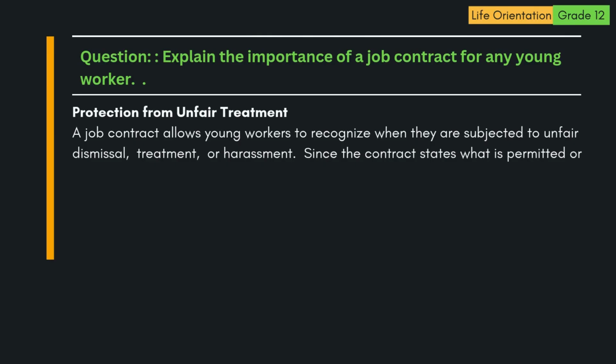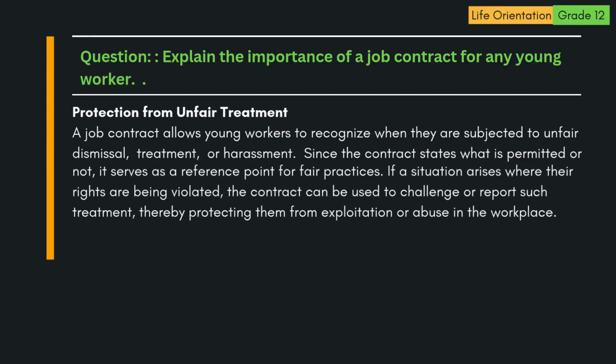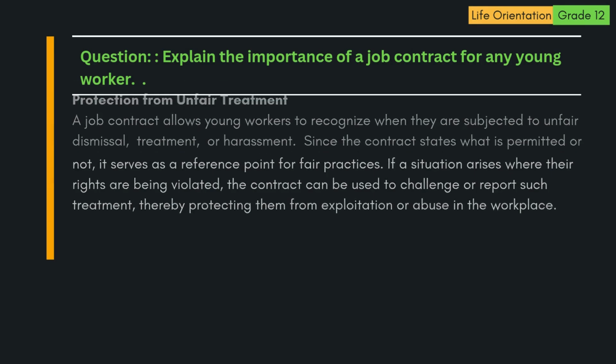A job contract allows young workers to recognize when they are subjected to unfair dismissal, treatment, or harassment. Since the contract states what is permitted or not, it serves as a reference point for fair practices. If a situation arises where their rights are being violated, the contract can be used to challenge or report such treatment, thereby protecting them from exploitation or abuse in the workplace.